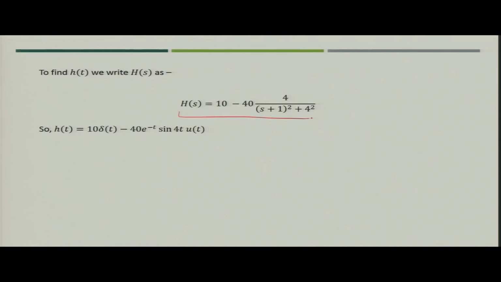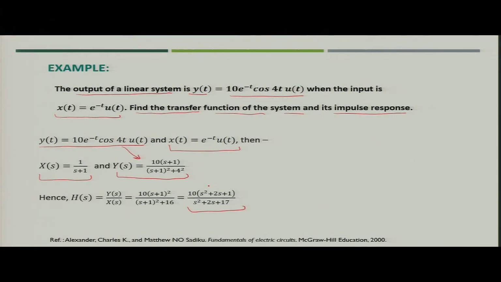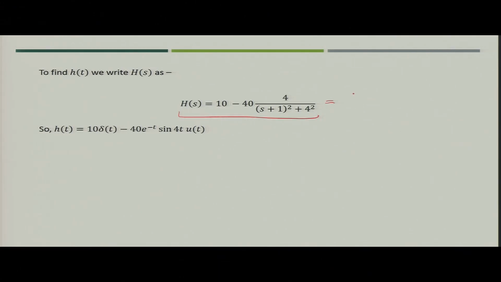Now, if you rearrange the terms in this function, you can simply write H(s) as 10 minus 40 into 4 upon (s plus 1) square plus 4 square. How? If you simplify again, you will get the same function. So, if you put the value, this will become (s plus 1) square, plus, if you put 10 also, 10 into (s plus 1) square plus 160 minus 160, divided by (s plus 1) square plus 4 square.